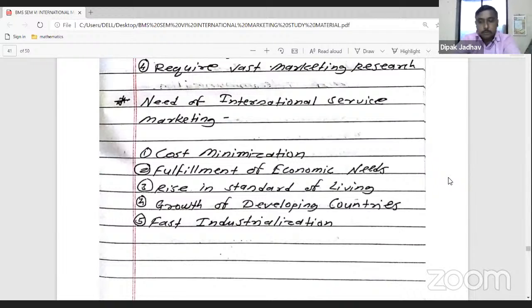may ask for a salary of approximately $10,000 or $5,000. With $10,000 or $5,000, Indian people can enjoy their food and so on, and ten people can be employed for the same salary in India. So cost minimization is playing a vital role in international marketing services.